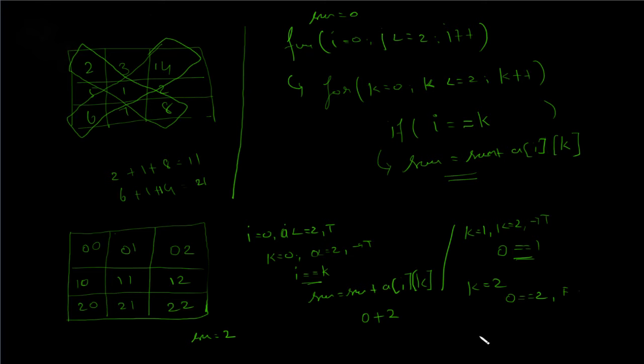Now k becomes 3, the entire inner for loop becomes false, that means this condition becomes false, it exits the entire for loop and goes back to the value i is equal to 1. So what happens when i is equal to 1?